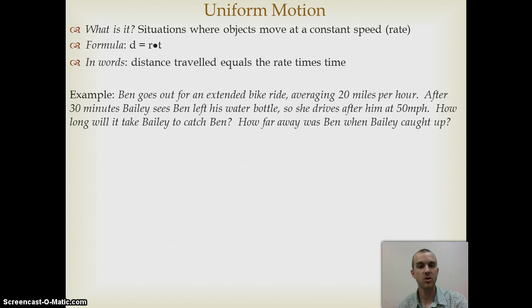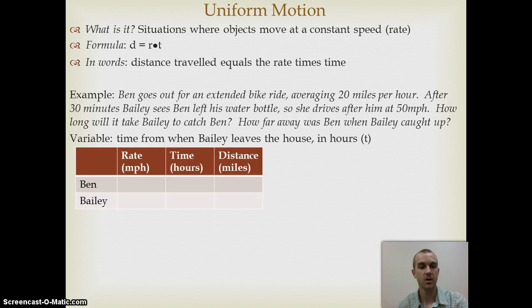So in this case, we know we're trying to figure out how long it will take from when Bailey leaves to catch up with Ben. So that's going to be our t value. And I'm going to use a table to help me here just to sort my information I know. So I know I need to figure out my distance, my rate, and my time. Well, Ben was traveling at 20 miles an hour. Bailey was traveling at 50 miles an hour. Bailey is going to take t hours to catch up.